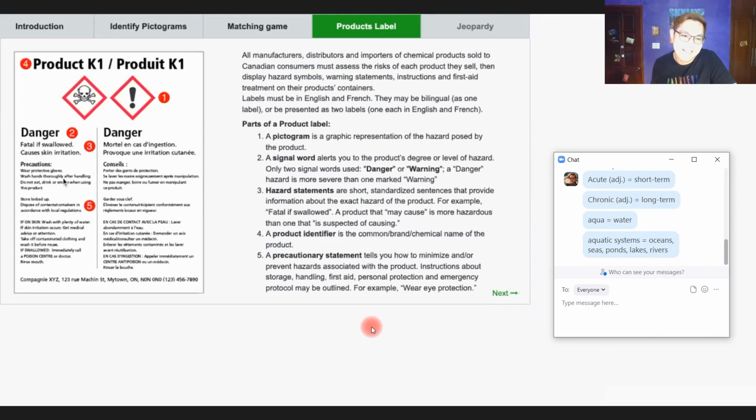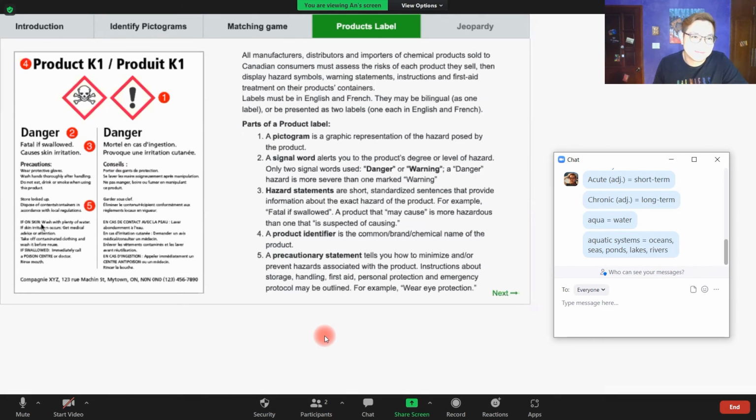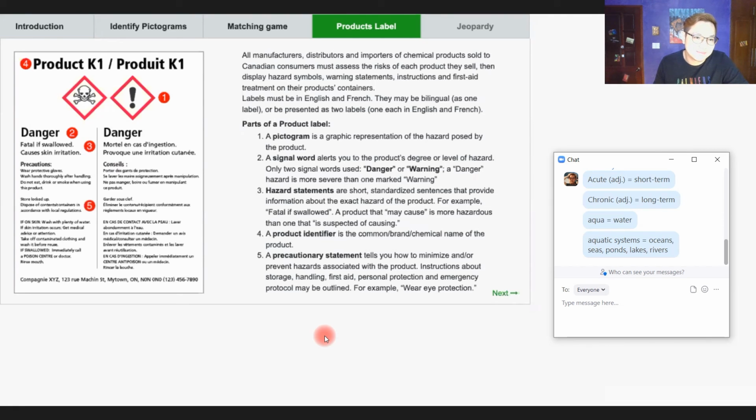Wash hands thoroughly after handling. Do not eat, drink, or smoke when using this product. Store locked up. Dispose of container in accordance with local regulation. If on skin, wash with plenty of water. If skin irritation occurs.